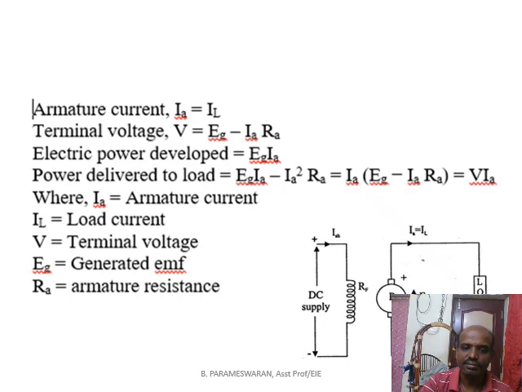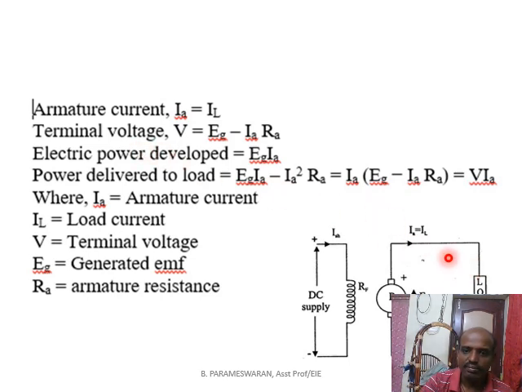So this is the equation for the separately excited generator. From the diagram we are inferring that this is the generated EMF. Here the current leaving the armature is Ia. It is directly connected to the load side. So Ia will be equal to IL, as written here. Your armature current will be equal to the load current because your armature is connected in series to the load.